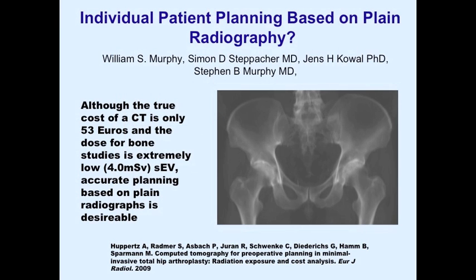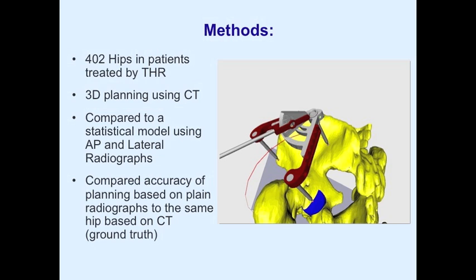So the next question is, do we have to get a CT? So we started to look at whether or not we could do this on plain radiographs. And we did 3D models on 402 patients with CT, and we also looked at AP and lateral radiographs to see if we could develop a statistical model to be able to predict the 3-dimensional structure of the pelvis based on 2 images.